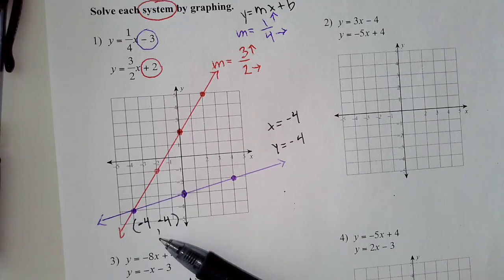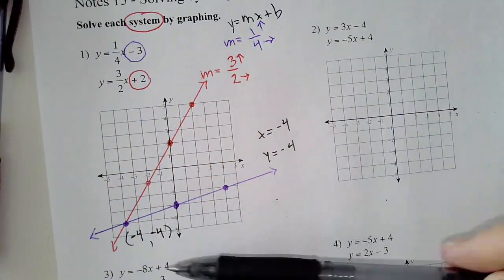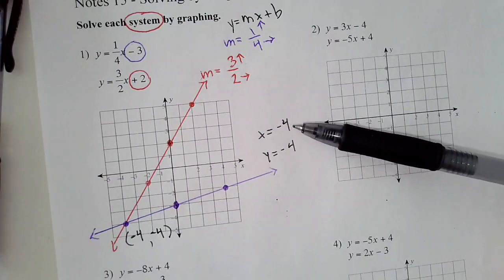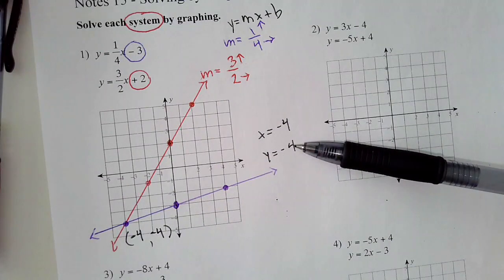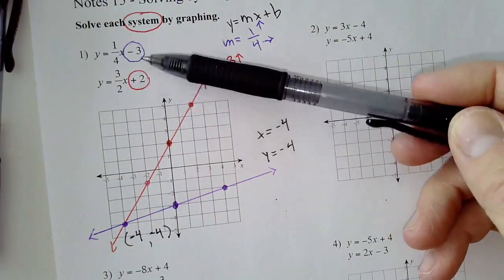All right, but let me just explain something that's important, that's helpful. That is that if you never had this graph at all, what this really is, x equals -4, y equals -4, are the two values for both x and y that make both of these equations true.